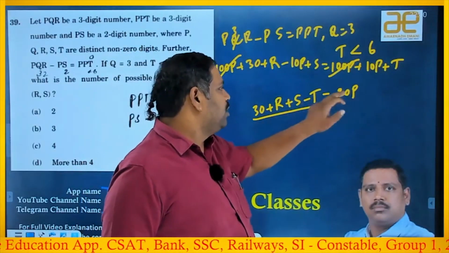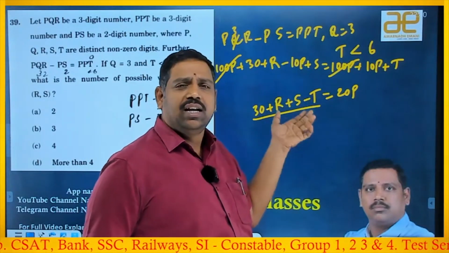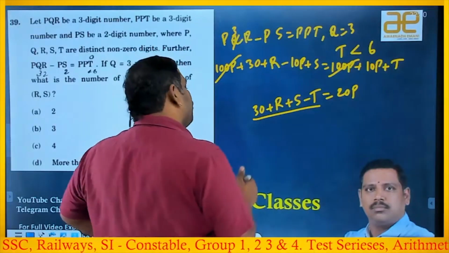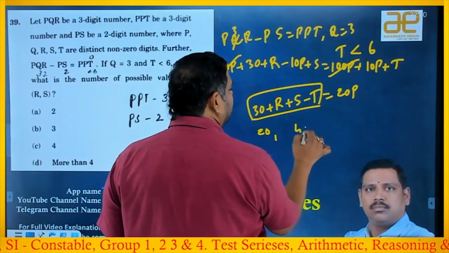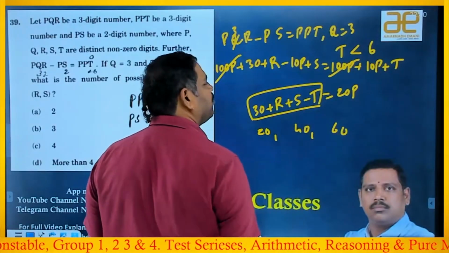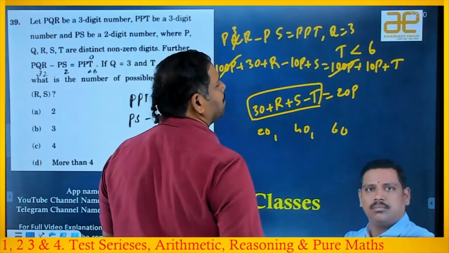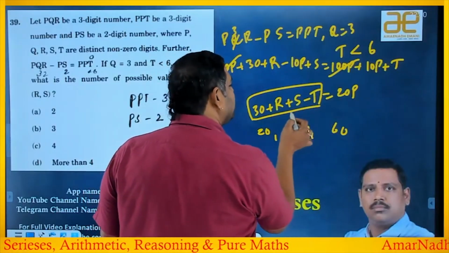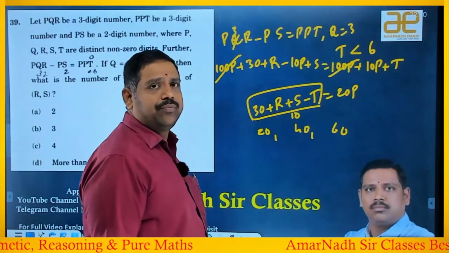If P is 1, it is 20; 2 means 40; 3 means 60. So this value should be a multiple of 20. Now what I can observe is this value can be either 20 or 40 or 60, like that I have to verify. Suppose it needs to become 40, then R plus S minus T should be how much? R plus S minus T.